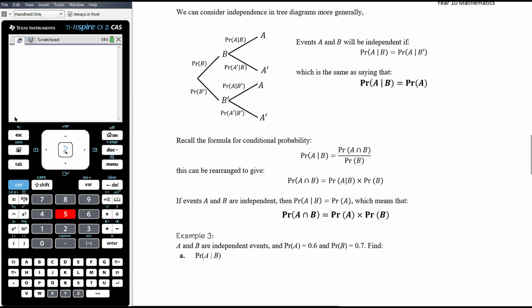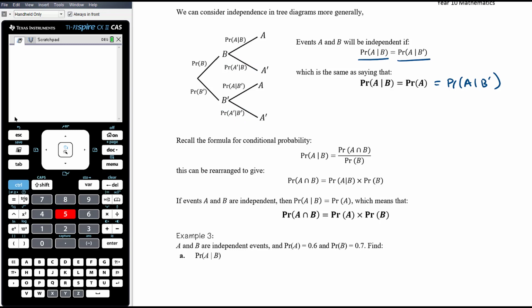So we can consider independence in tree diagrams more generally. So events A and B will be independent if this probability is the same as this probability. So if the probability of A given B is the same as the probability of A given not B, which is the same as saying that the probability of A given B is equal to the probability of A. Okay, and it's also equal to the probability of A given not B. Those three things are all the same. Okay, so as long as these two things are the same, and also these two things, that's implied, then we have independence.